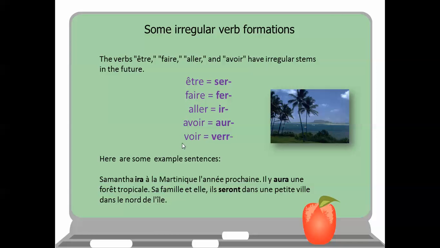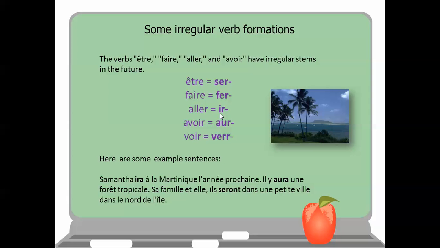These five verbs right here are all irregular verbs, which means that they don't follow the rules, meaning that their stems are different. It's not the infinitive, and you just have to write them down and memorize them. So would you please write these down? Notice that for être, if you want to say I will be, you're going to say je serai. And down here, here's the example. Ils seront means they will be dans une petite ville, in a small city.